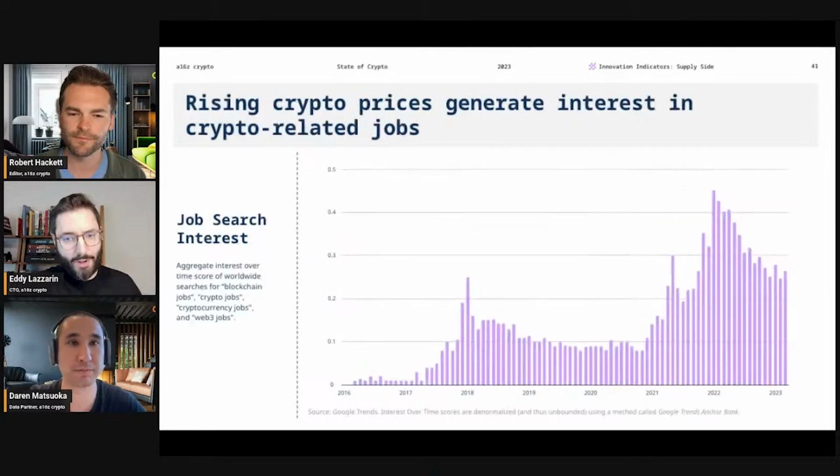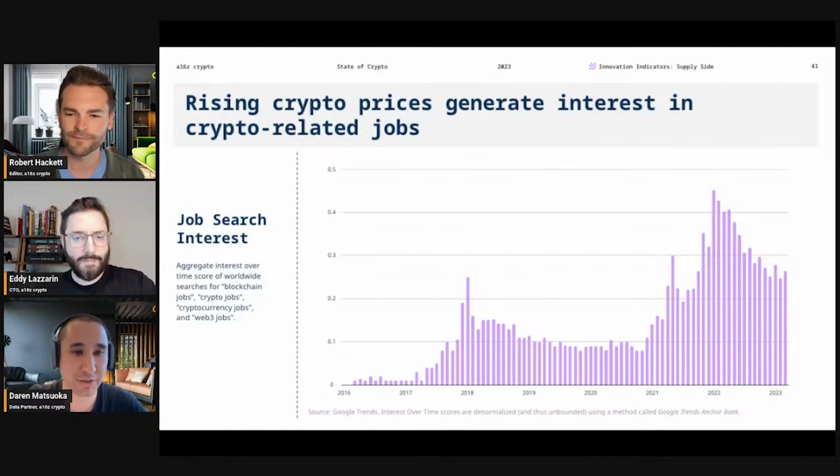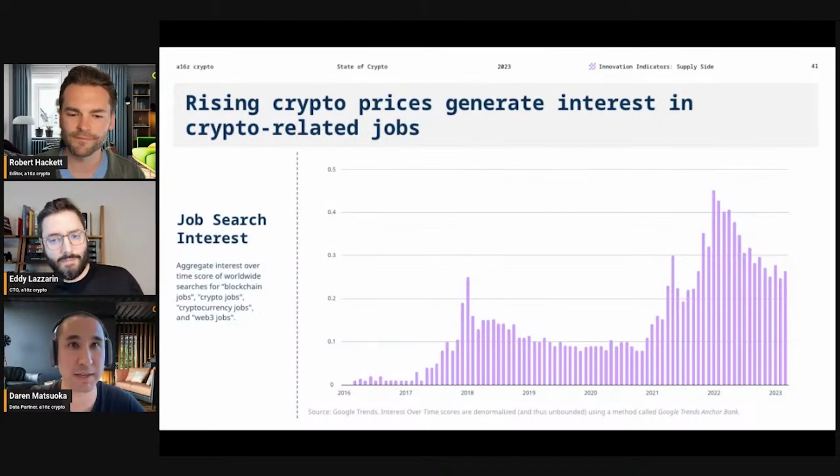Yeah, very, very cool one. Unique, I think. You can also look at job search interests. So this is just looking at Google Trends. We have a special process for how we analyze that data, but you can see that when crypto prices go up, it definitely generates interest in crypto-related jobs, and it's cool to see that there's now a legitimate industry for full-time employment in the crypto space, and that that continues to show very positive signs.